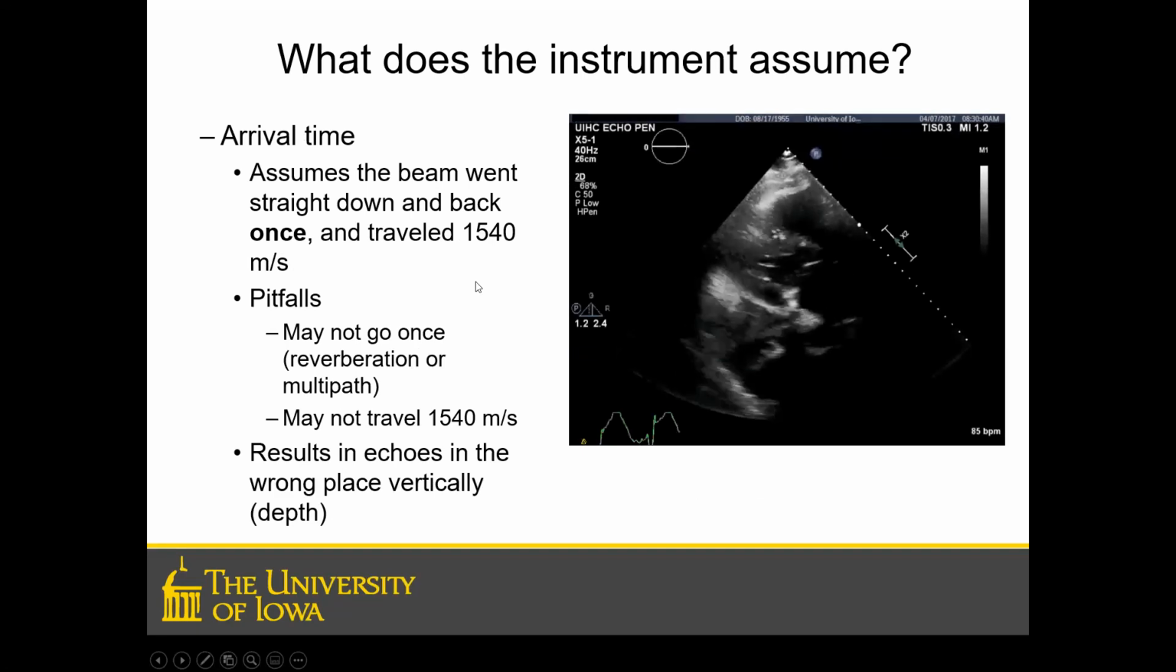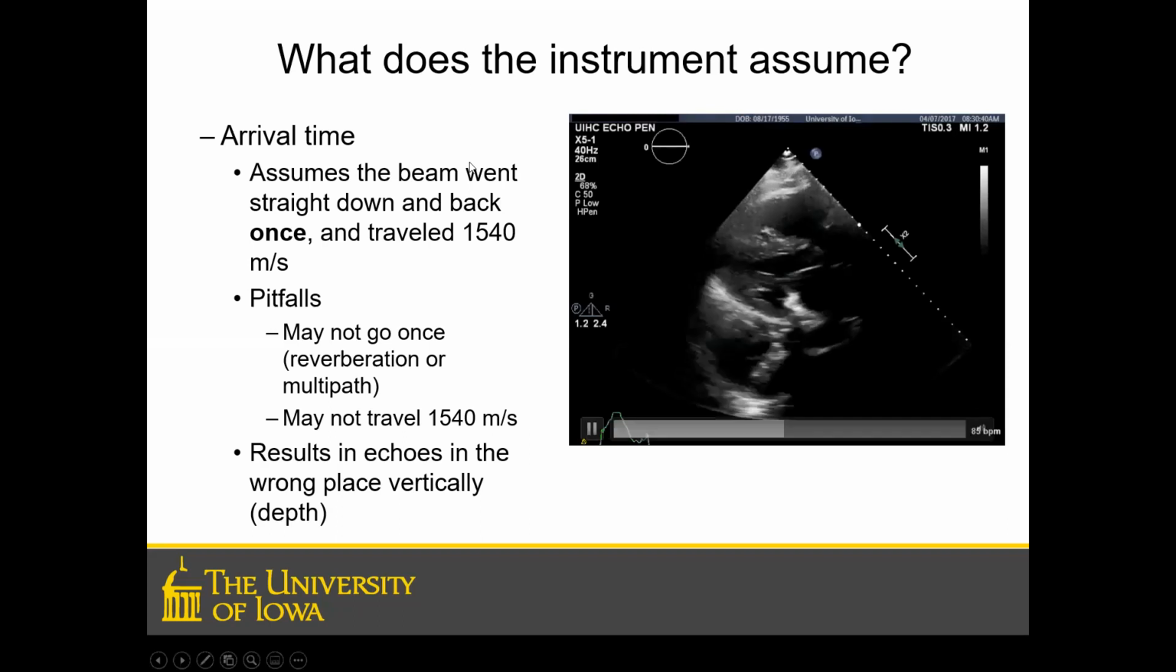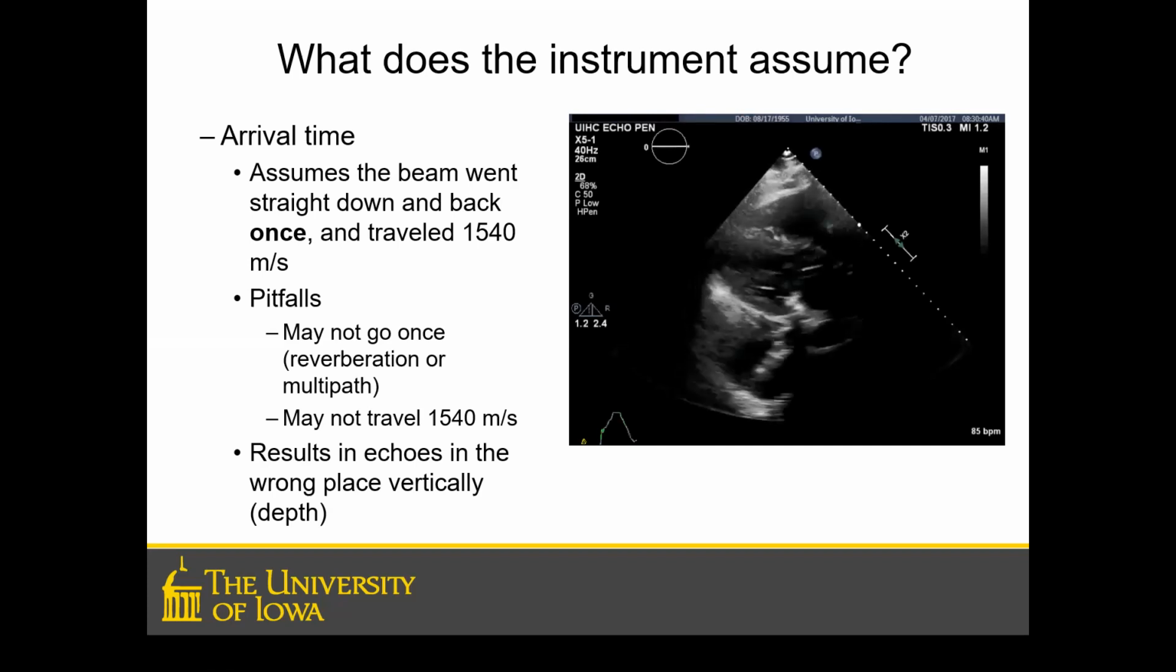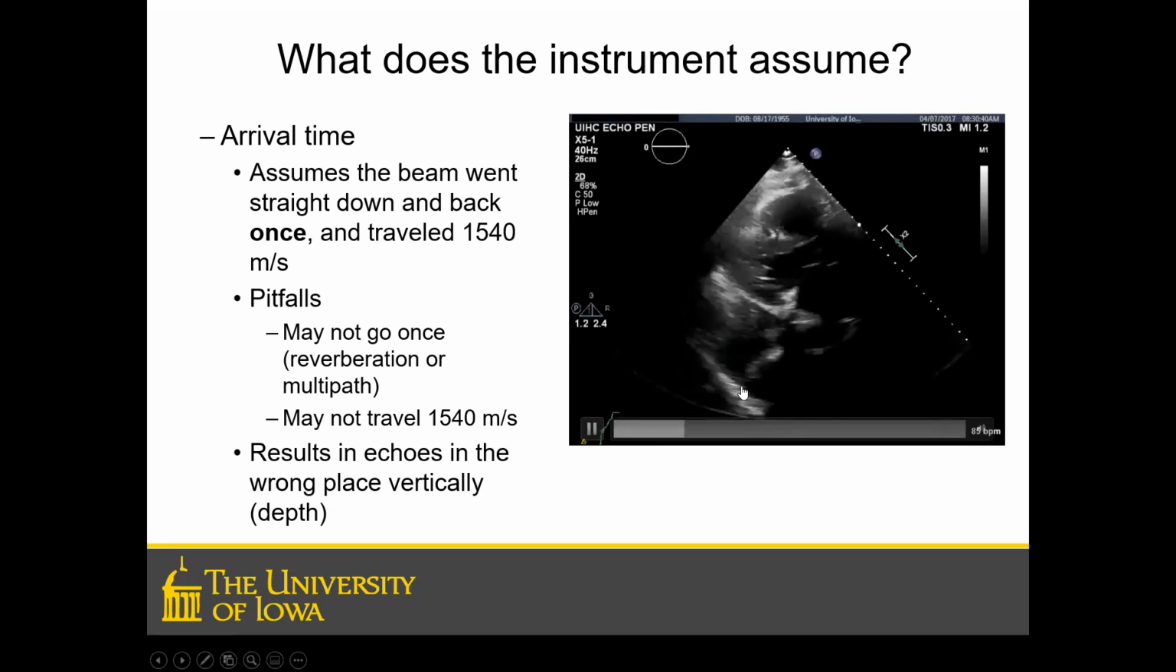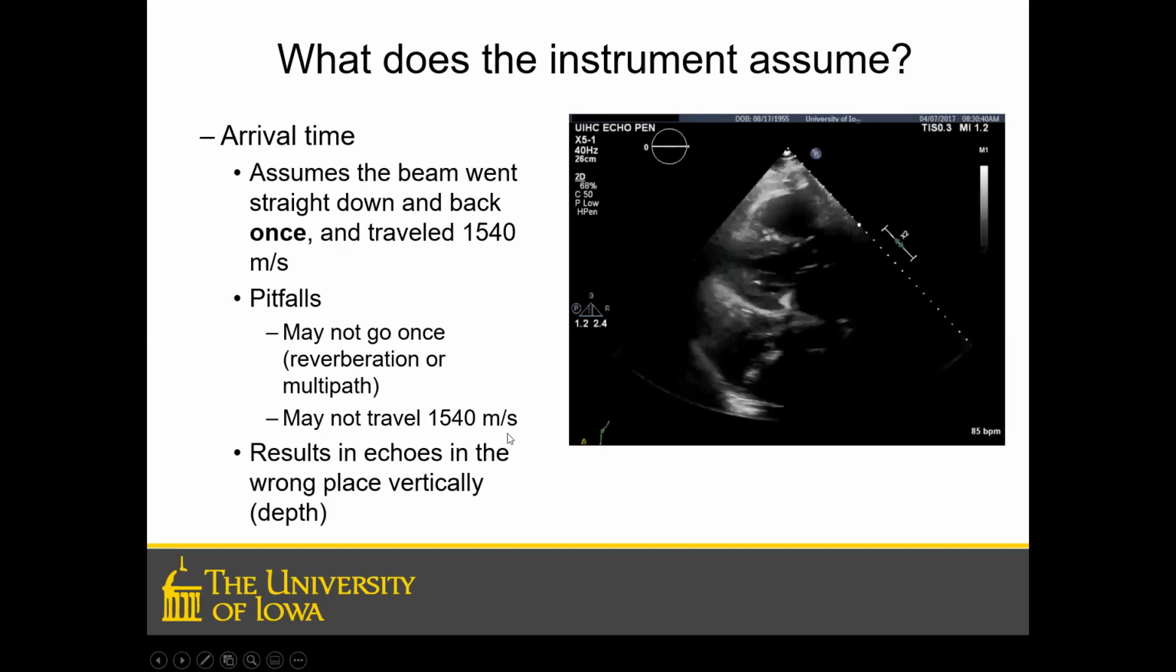And then lastly is arrival time. So the instrument assumes that the sound went straight down and straight back, and it made that path once, and that it's traveling 1540 meters per second. So again, if it makes the path more than once or doesn't go straight, that takes more time. And so you end up with artifacts that are improperly positioned vertically on the screen, or the sound may not be going 1540. And there's one specific situation, I have an artifact to show you of that.